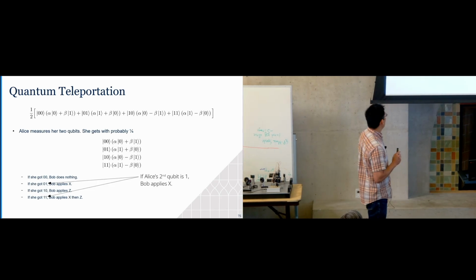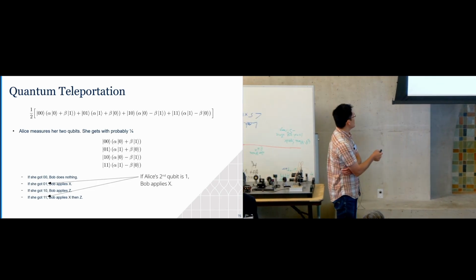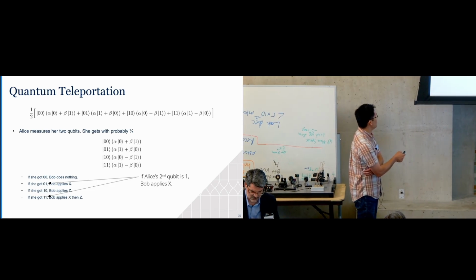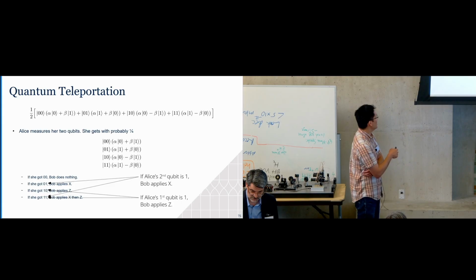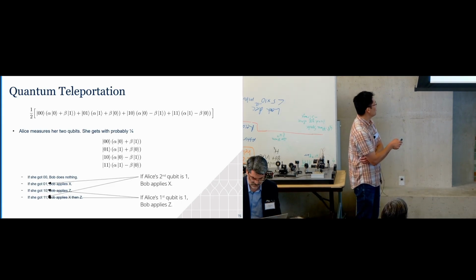One thing I want to point out is if you look at Alice's 2 qubits, if her right qubit is a 1, that means Bob needs to apply X. And if her left qubit is 1, that means Bob has to apply Z, perhaps as well as X. So this is kind of like a conditional thing. If Alice's second qubit is 1, Bob applies X. If Alice's first qubit is 1, Bob applies Z, perhaps Z as well as X.